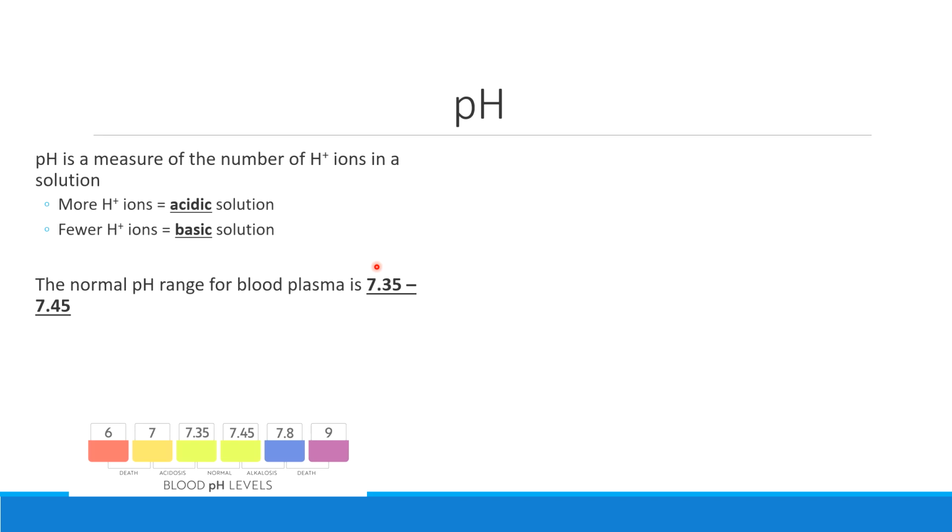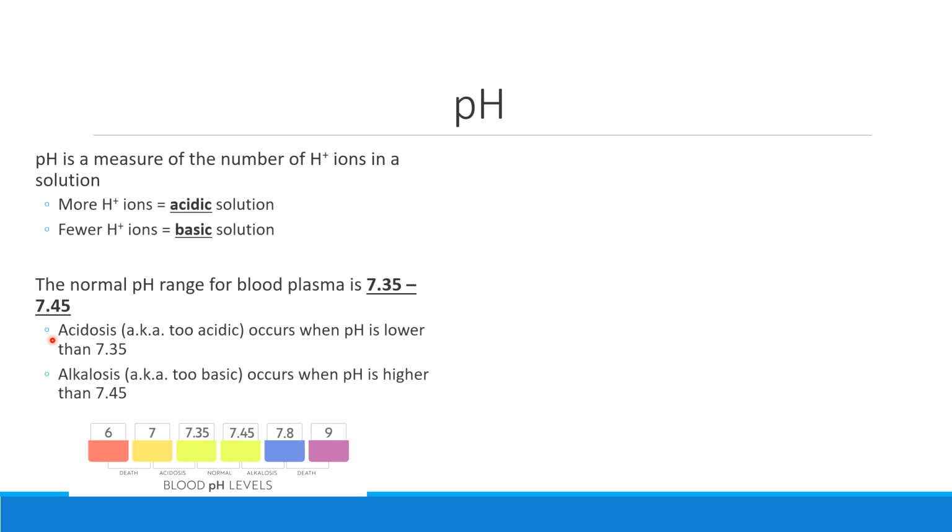Now, we want to maintain the body in this 7.35 to 7.45 range. That's normal for us. If our pH happens to go lower than 7.35, we enter a state that's called acidosis. And if our pH goes above 7.45, we enter a state called alkalosis. If you consider what you've learned in the past about proteins, the enzymes in your body are proteins, and for them to be able to function, they need the right pH. This is why we have to maintain this pH so closely in the human body.